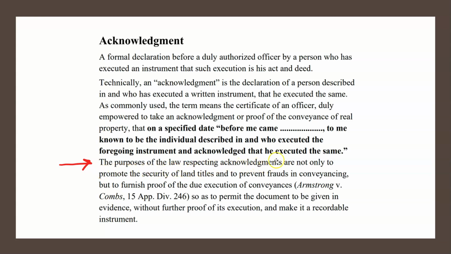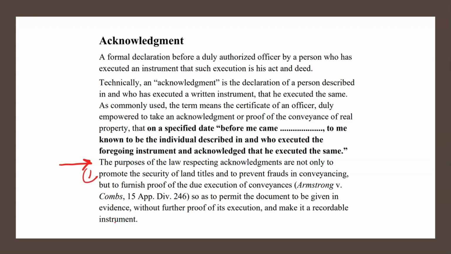the purposes of the law respecting acknowledgements are not only to promote the security of land titles and to prevent frauds in conveyancing, but to furnish proof of the due execution of conveyances so as to permit the document to be given in evidence without further proof of its execution and make it a recordable instrument. Okay, so we've got three purposes.